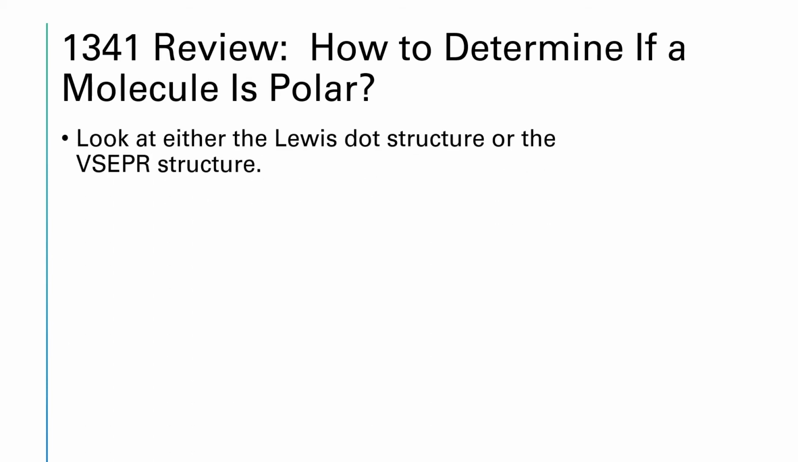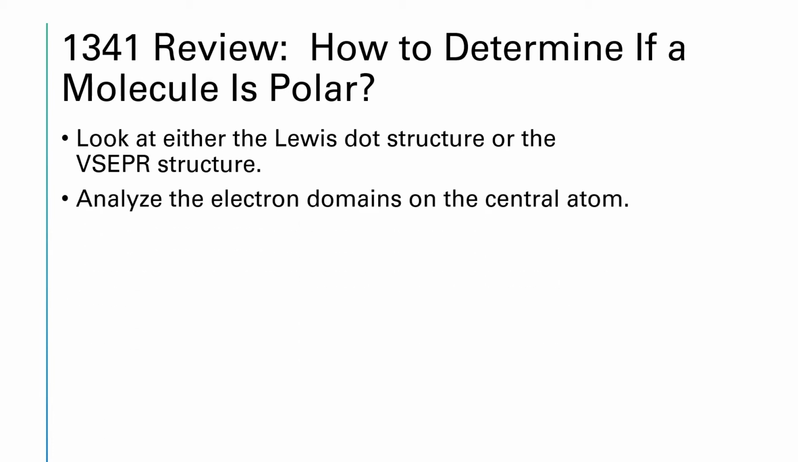Well, the nuts and bolts of determining if a molecule is polar is to look at either the Lewis dot structure or the VSEPR structure, but we do need some kind of structure that shows us what atom is connected to what other atoms. And then we want to analyze those electron domains on the central atom, because here's the whole deal with polar molecules. Polar molecules have permanent charge separation.